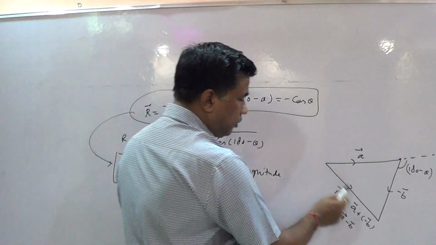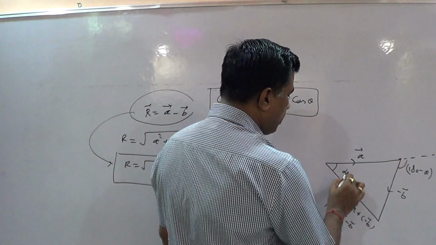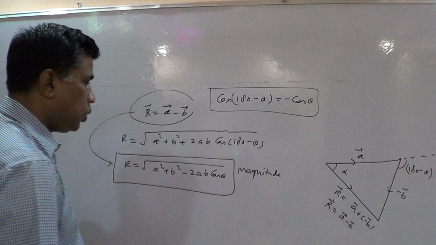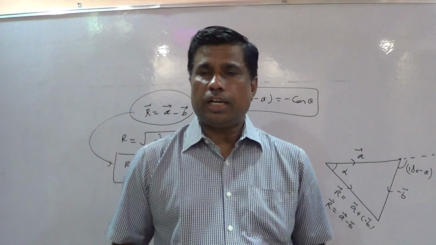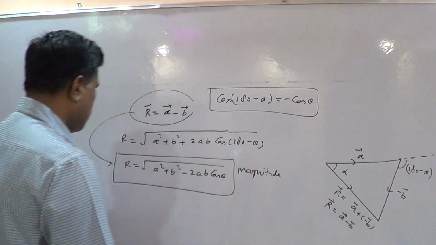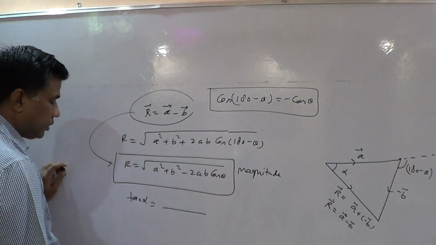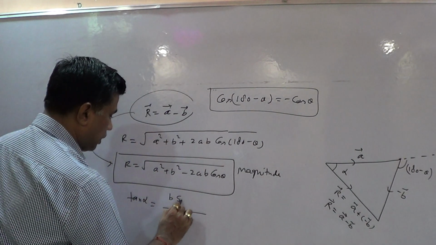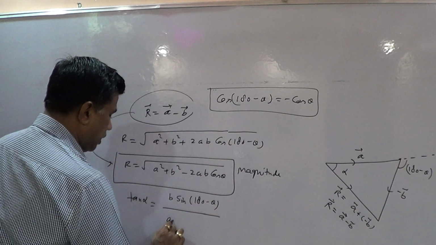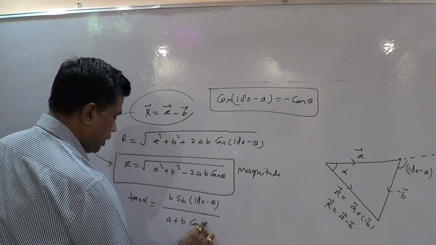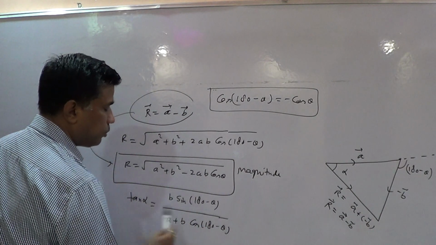Suppose this vector R, which is the resultant of this A minus B, is making some angle alpha with A. So if we represent the angle alpha by any means, then that will be the direction of resultant R. So the formula for tan alpha, I am going to write once more: B sin theta. So in place of theta, I will write 180 minus theta, over A plus B cos 180 minus theta. Student, I taught this formula for addition of two vectors.